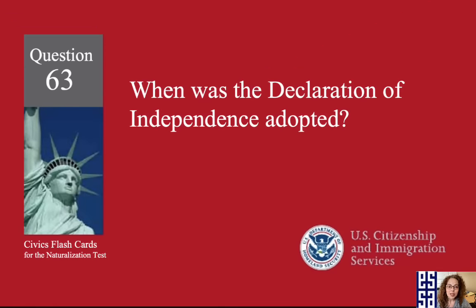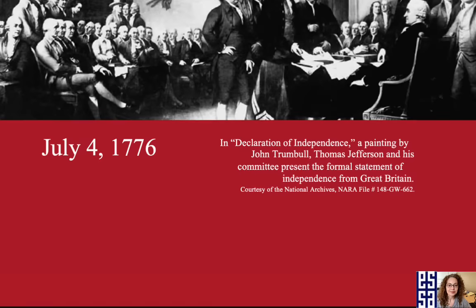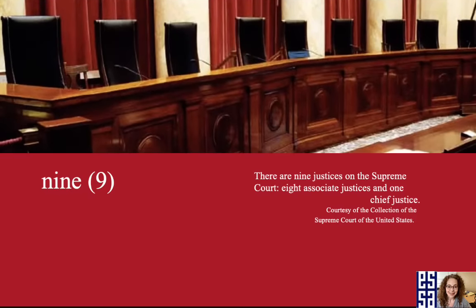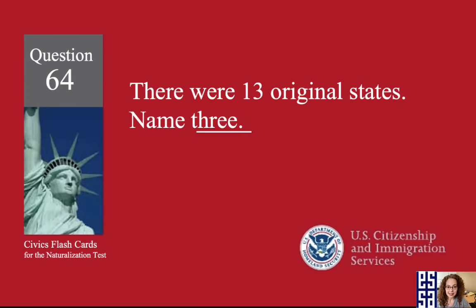When was the Declaration of Independence adopted? July 4th, 1776. How many justices are on the Supreme Court? 9. There were 13 original states. Name 3.